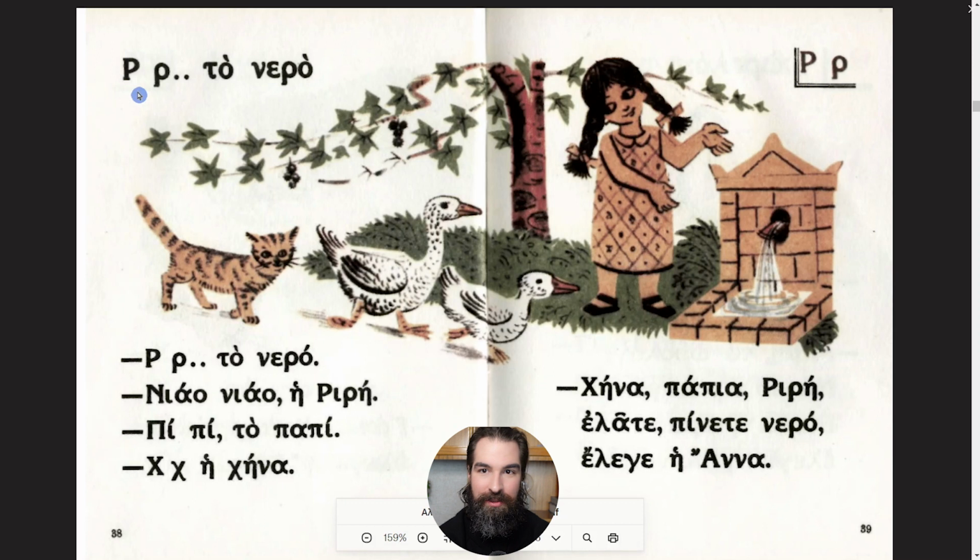Ρο. Looks like a P, sounds like an R. Το νερό. Water. Νερό. Ρ. Η ρι. Πιπί. Το παπί. Χι. Η χίνα. Πάπια. Ρι. Ελάτε. Πίνετε νερό. Έλεγε η Άννα.